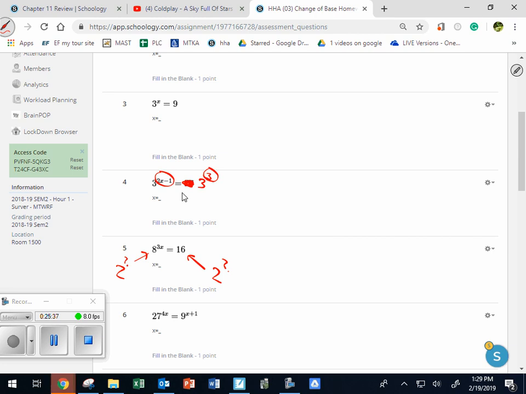Okay, we're up through number 5. You got about 10 left. Remember, the goal is to get the bases the same and set the exponents equal. And that's all I got for you for today.